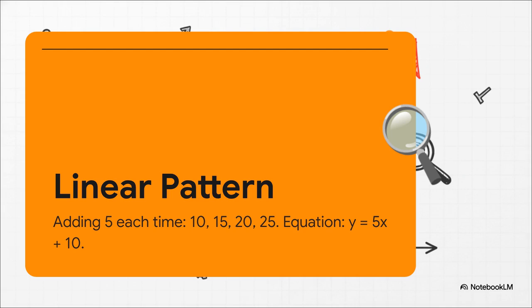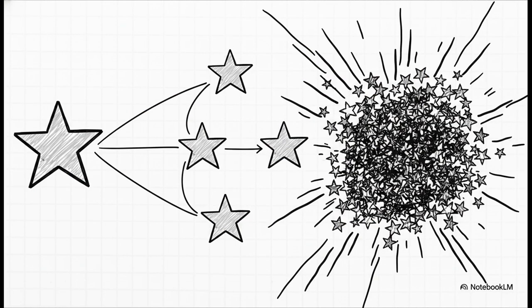Take a pattern like 10, 15, 20, 25. We are adding exactly 5 each time, right? It's a perfect, steady climb. So, in our equation, m is 5, giving us y equals 5x plus 10. You will always know exactly what comes next. No surprises.